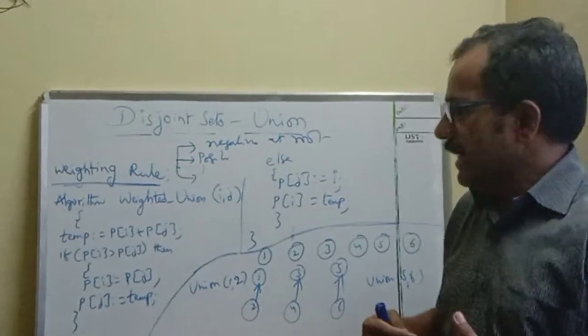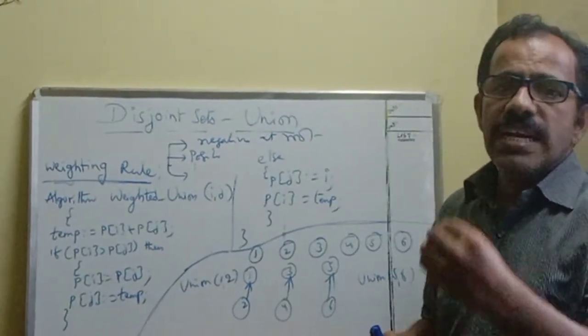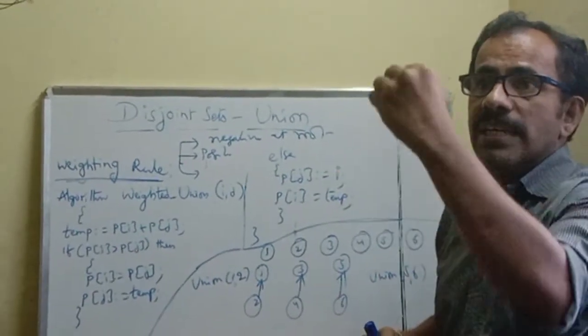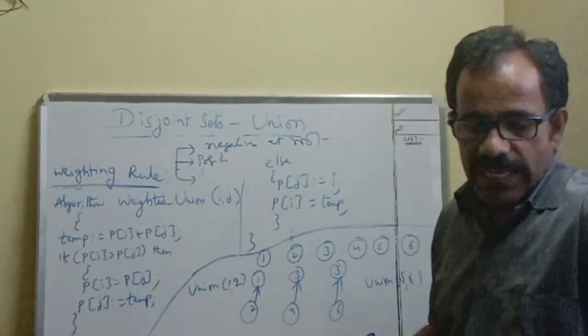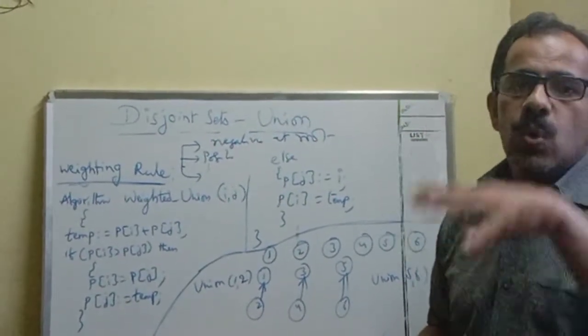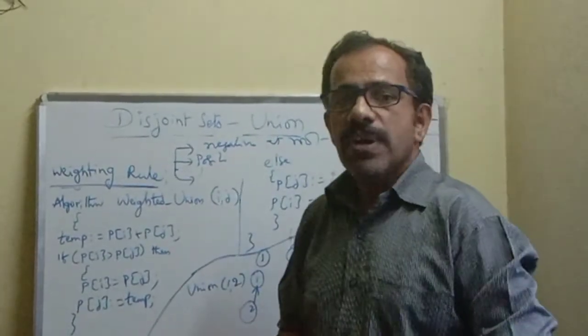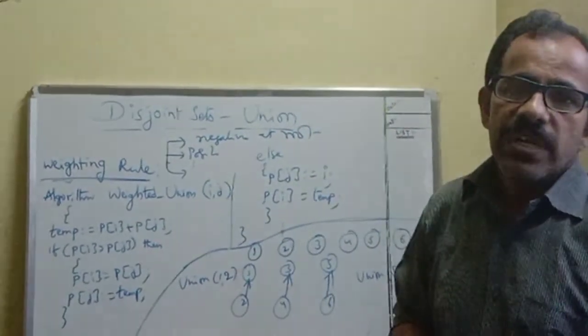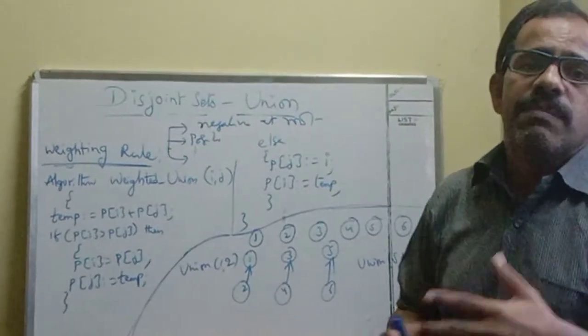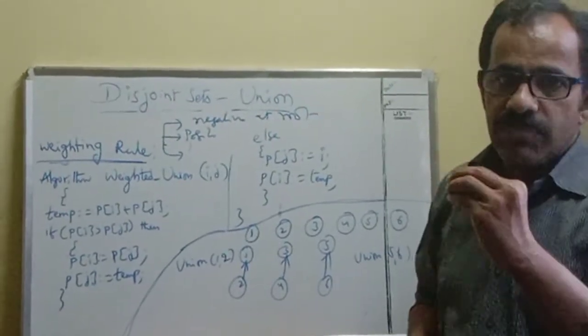So ultimately the root node of the tree with more nodes becomes the parent of the root node of the tree with fewer nodes. If you connect like that, the number of levels automatically becomes less. I will show you with examples also.